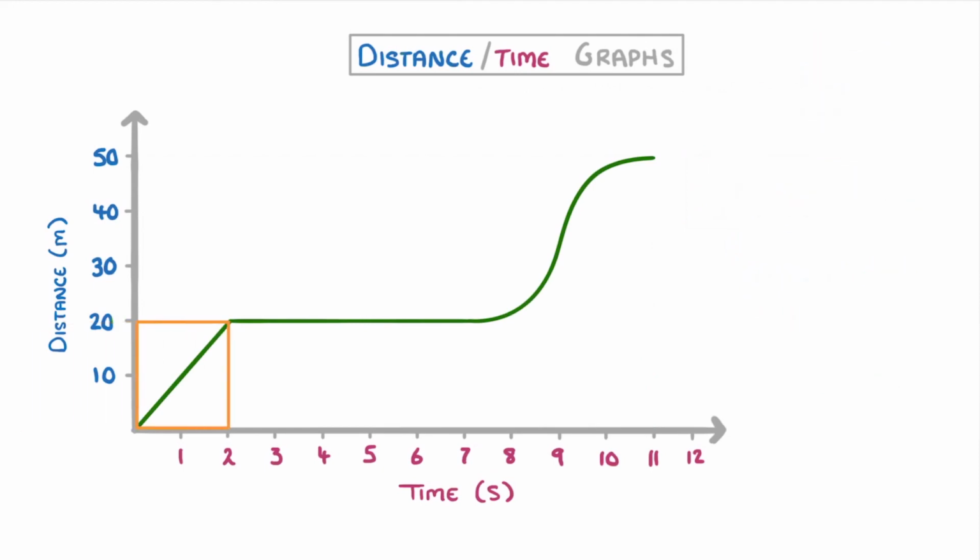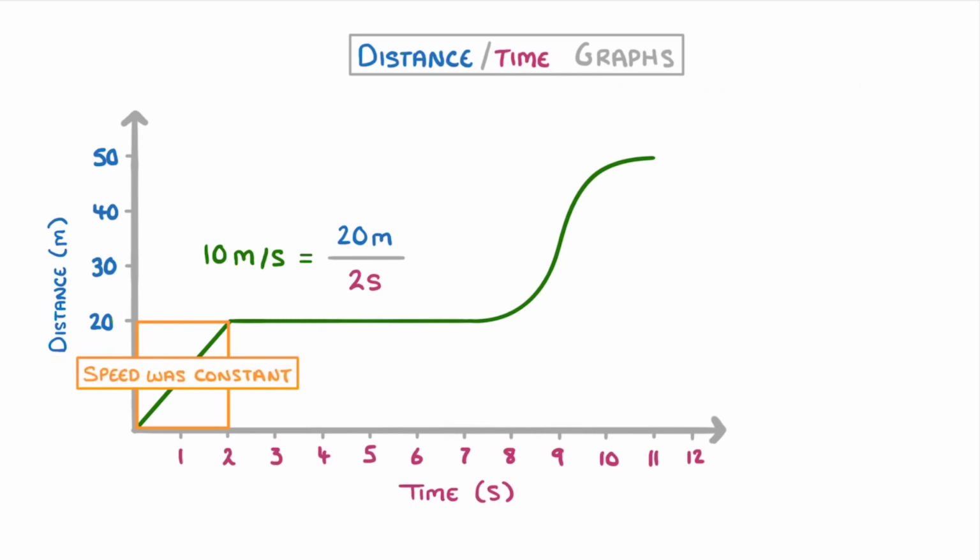So for this first section, where she travels 20 meters in 2 seconds, the gradient would be 20 divided by 2, so 10 meters per second. And as it's a straight line, her speed must have been constant through this period.